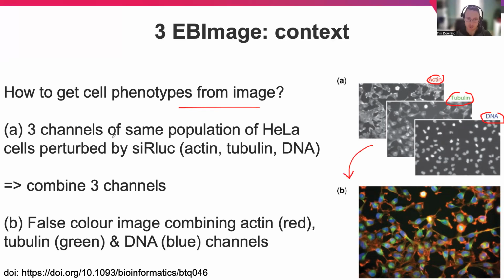So we've got the same 3 channels containing the same population of HeLa cells that are perturbed by this Si or Luc element. We can combine these channels and then create our image on the right containing those 3 different channels. And we'll look at how we can assess these different images, the 3 different images separately, and then also the merged image as well. Once we have this image B, we can do different things.